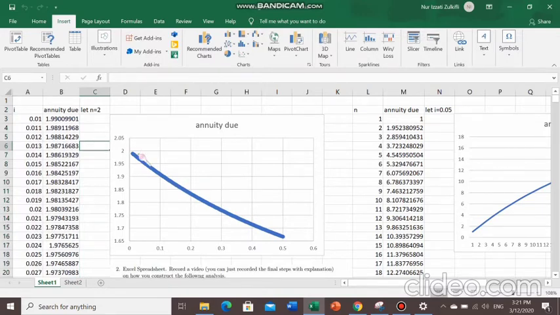And this graph shows that for increasing I from 0.01 until 0.5, annuity due decreases from near 2 until near 1.65.